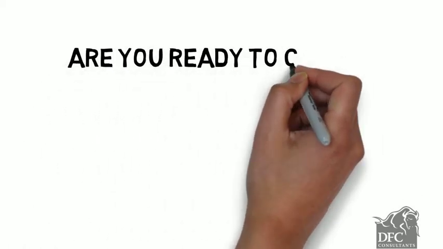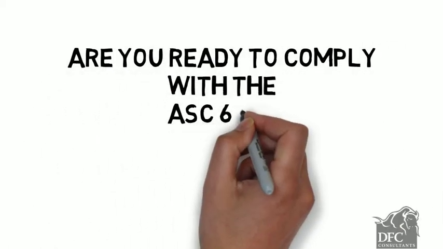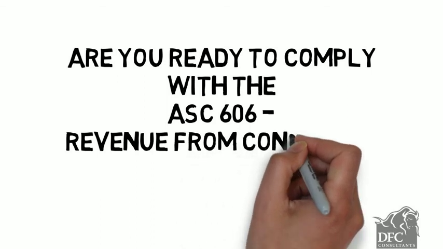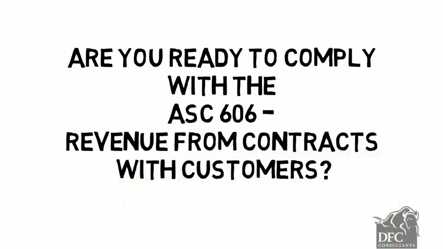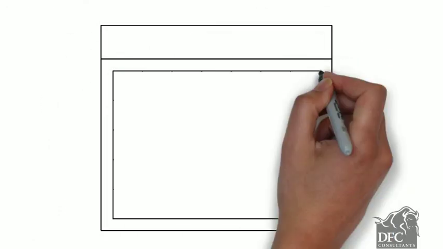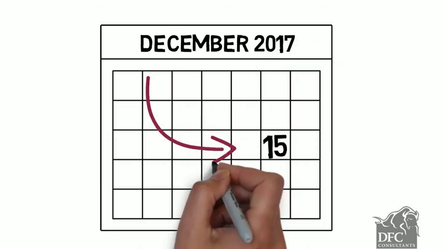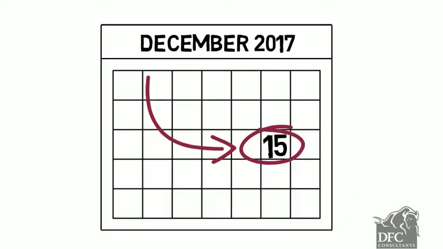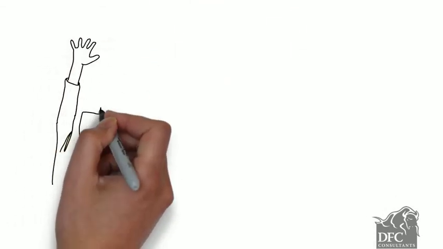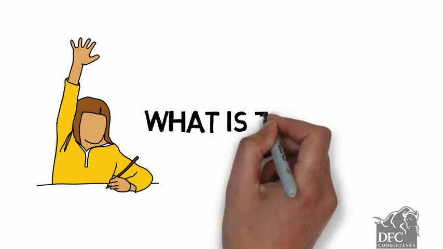Are you ready to comply with the ASC 606, Revenue from Contracts with Customers? Public companies and certain not-for-profits need to comply by December 15, 2017, while private companies have until December 15, 2018. So what is the ASC 606?